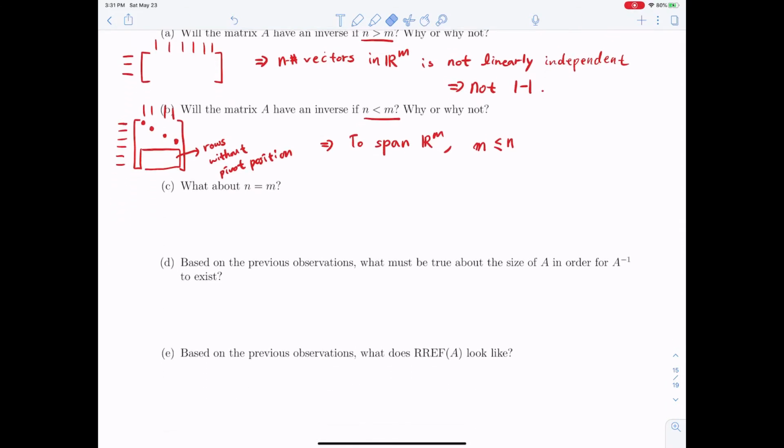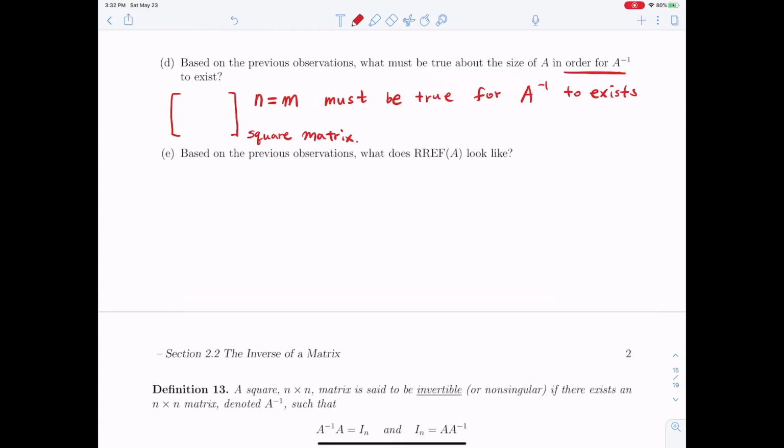So to satisfy both conditions, n should be the same as m, or the number of columns should be the same as the number of rows. Intuitively, the shape of the matrix should look like a square matrix. In this case, if you RREF the given matrix, then because we need a pivot position in each row, we get 1 for the diagonal entries, and the rest should be 0. How do we call this kind of matrix? We call this the identity matrix.